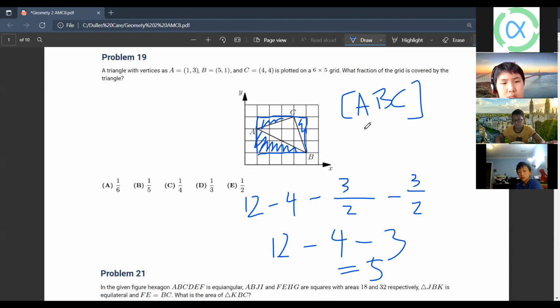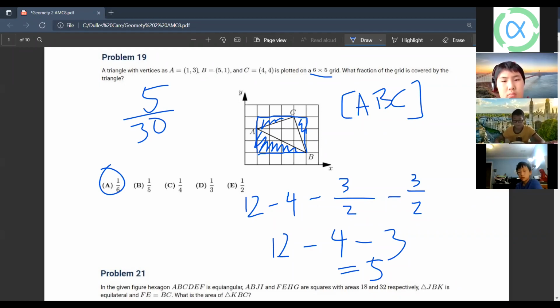So what's the area of the whole rectangle? Now we have found ABC, right? That's 5. Now we just have to find the area of the whole rectangle and then we're done. We know that the rectangle is a 6x5 grid. So then we just get 5/30, and that's equal to, or sorry, 1/6. 1/6, yes. So that's our answer using complementary area.